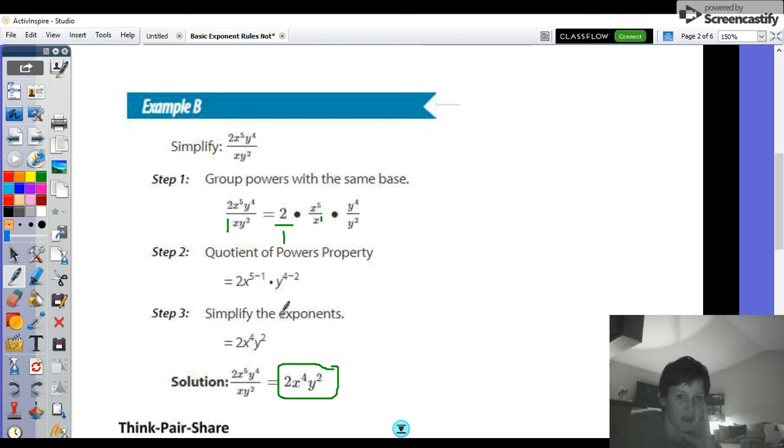Now we're going to simplify the exponents. 5 minus 1 is 4, and 4 minus 2 is 2. So this is our answer in simplest form.